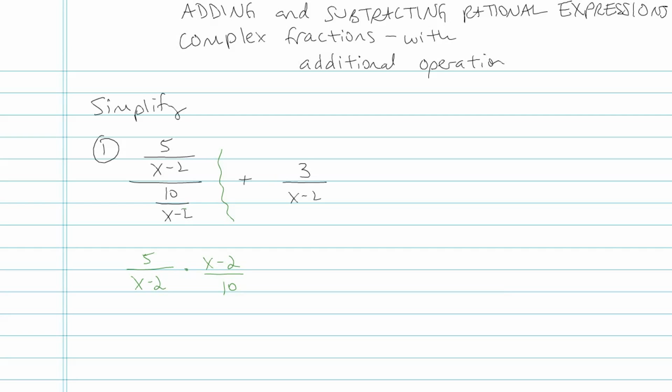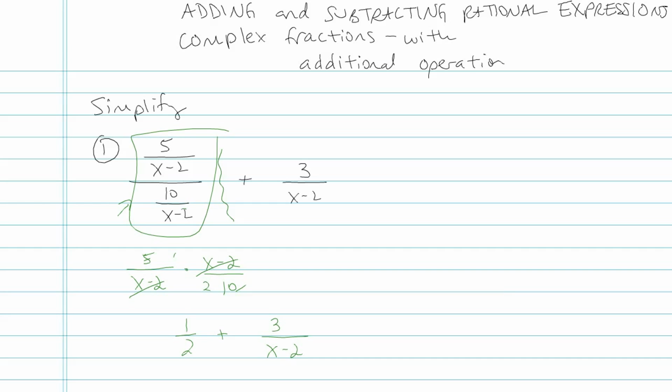Okay, so this looks good because now in my complex fraction, those x minus 2's cancel out. 5 over 10 becomes 1 over 2. So my complex fraction, this whole big old mess, was really just 1 half. That was just 1 half in disguise. Okay, now I need to add to that 3 over x minus 2. That's something I can do.